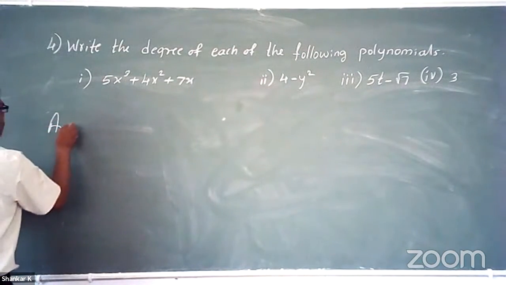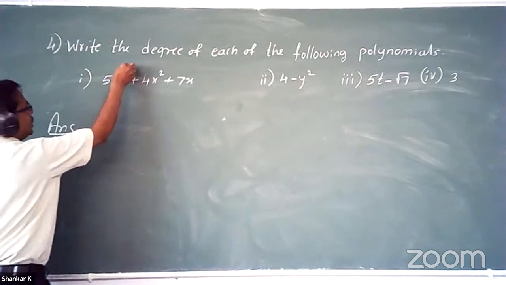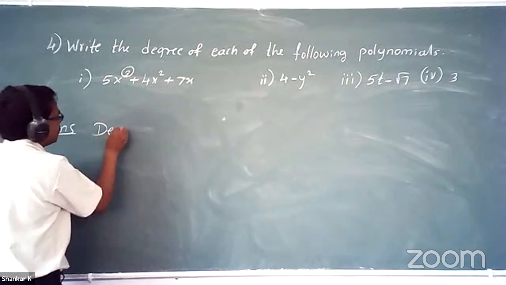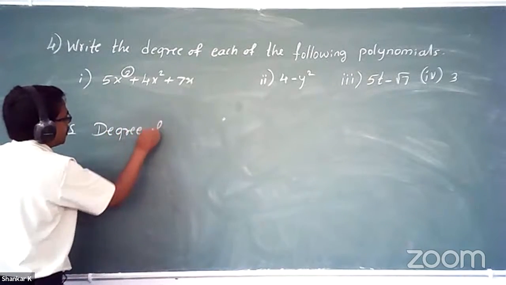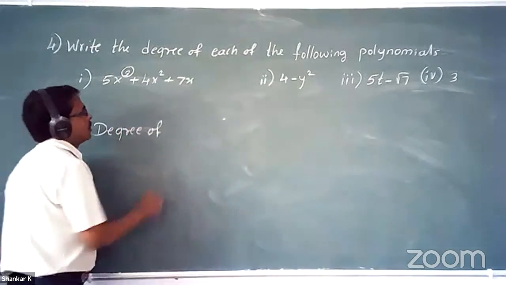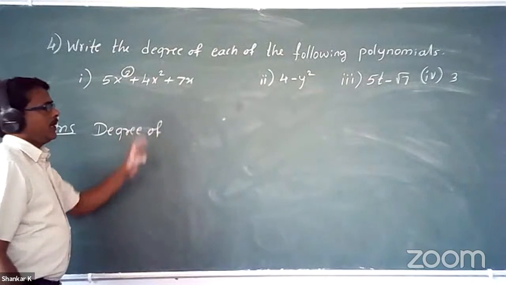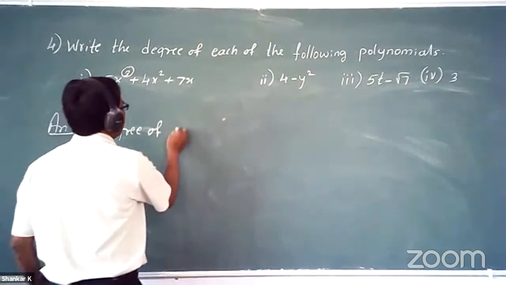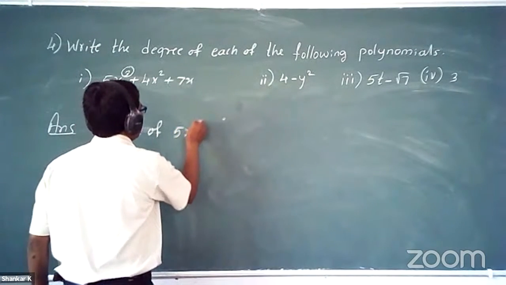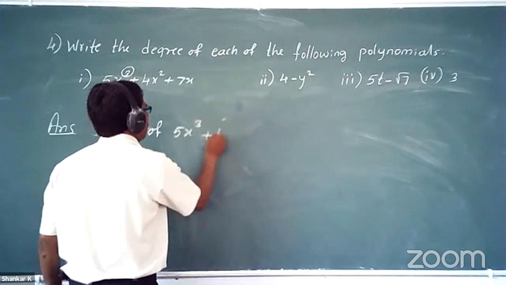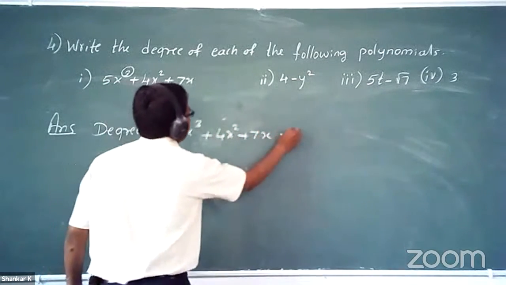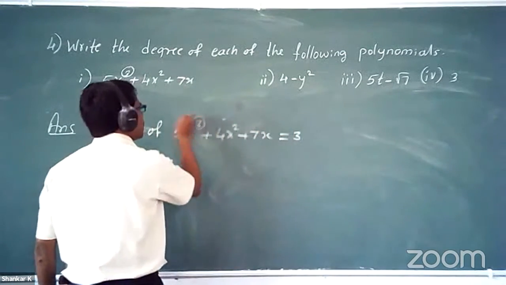Answer. What is the degree of this? 3. You can write just degree equal to 3 in the exam, but I am writing: degree of 5x cube plus 4x square plus 7x is 3. You write this, you will remember.